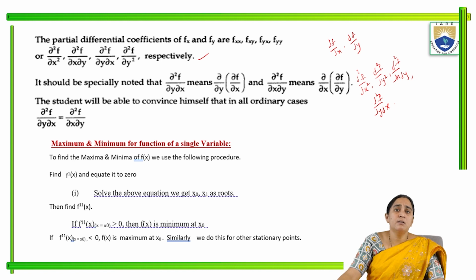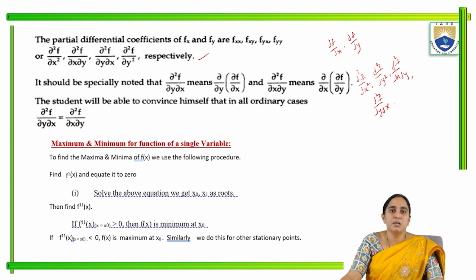How are we finding the single variable maxima and minima? First of all, we have to differentiate the given equation and equate it with 0, and solve that equation, and we get x0 and x1 as roots. After getting f'(x), we have to find f''(x), that means the second derivative of the function. If at that particular value x0, f''(x) is greater than 0, then a minimum exists there. If at the particular value x0, f''(x) is less than 0, then a maximum exists there. Continue this procedure for the other stationary points.